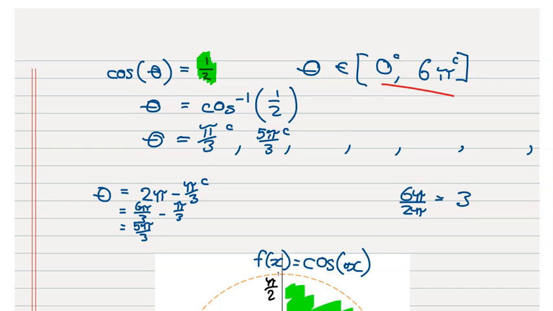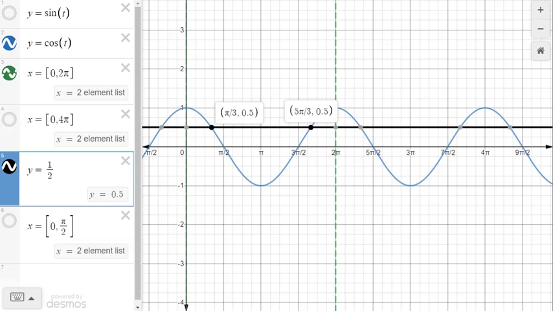And the way in which we're going to get the solutions is, firstly, we're going to say pi over 3 plus 2 pi, then 5 pi over 3 plus 2 pi, then pi over 3 plus 4 pi, then 5 pi over 3 plus 4 pi. So the way in which I can work this out is simply looking at Desmos.